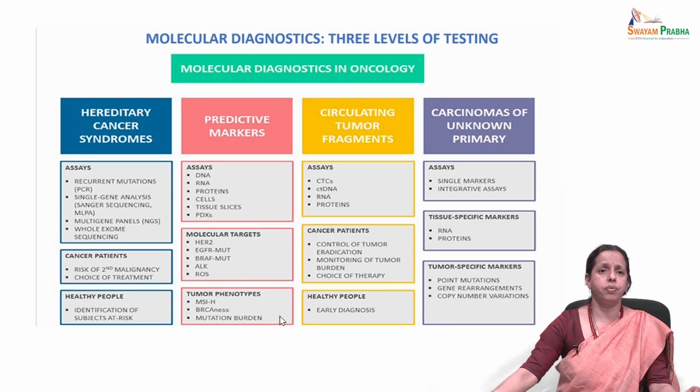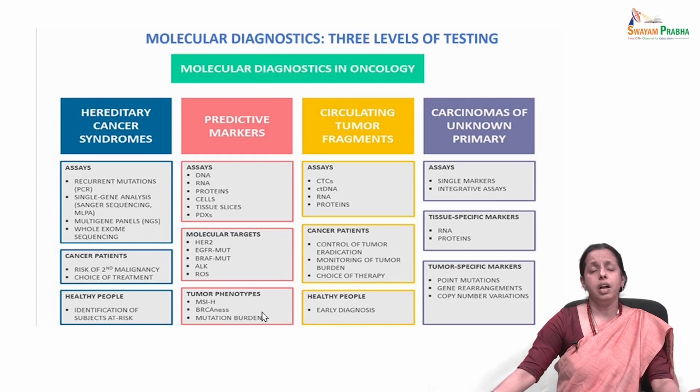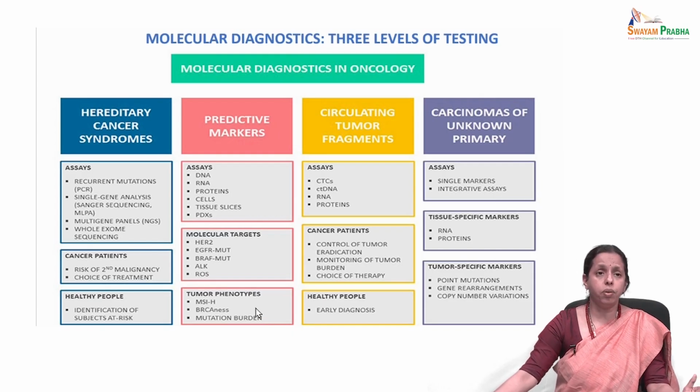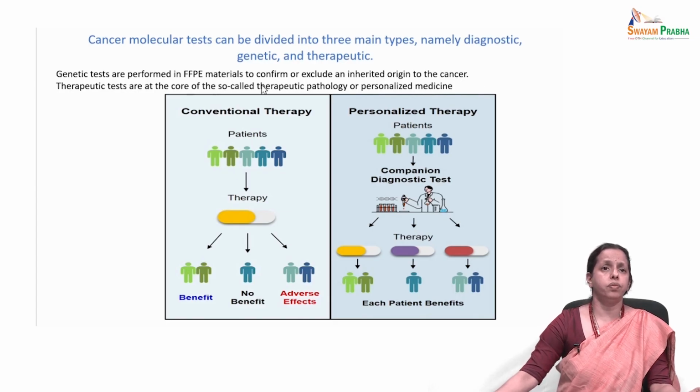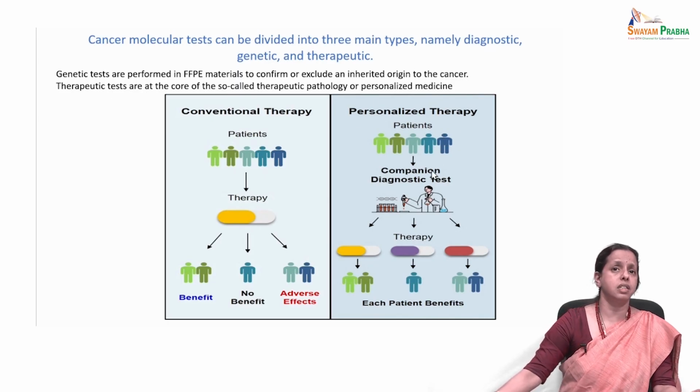Then you have the tumor phenotypes, your mutation burden. All of them are predictive markers, which are very important biomarkers during the therapeutic journey for the cancer patients. Like diagnostic tests, for example, genetic tests are performed in FFPE materials to confirm or exclude an inherited origin of the cancer. So they are the so-called therapeutic pathology or personalized therapeutic tests. This is called personalized therapy.